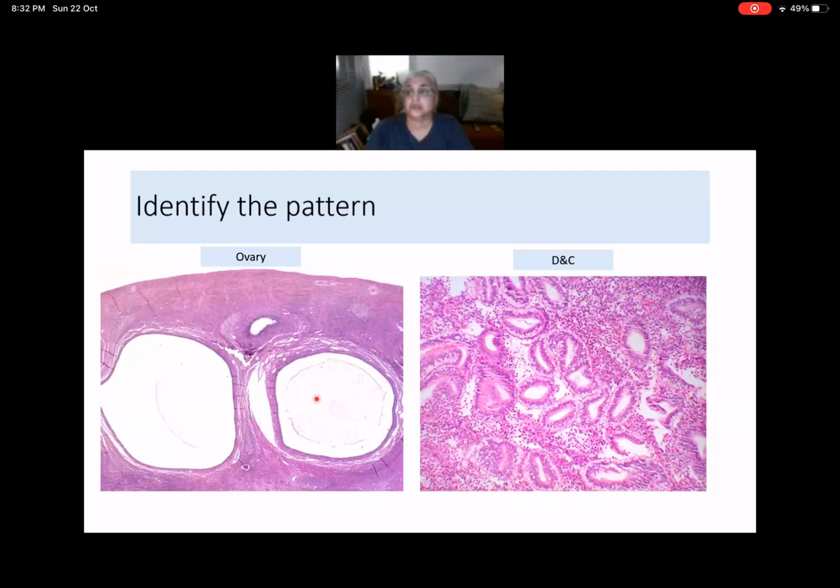What is this pattern on the left? This is the ovary. What is it? What's this pattern? Anjana. Anjana's left. Pratibha.